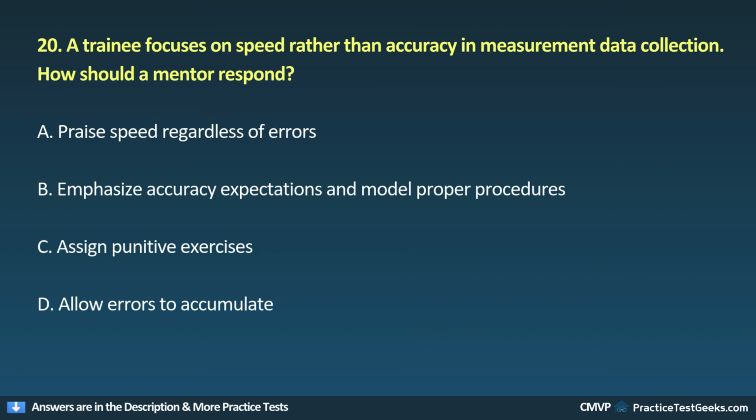20. A trainee focuses on speed rather than accuracy in measurement data collection. How should a mentor respond? A. Praise speed regardless of errors. B. Emphasize accuracy expectations and model proper procedures. C. Assign punitive exercises. D. Allow errors to accumulate.